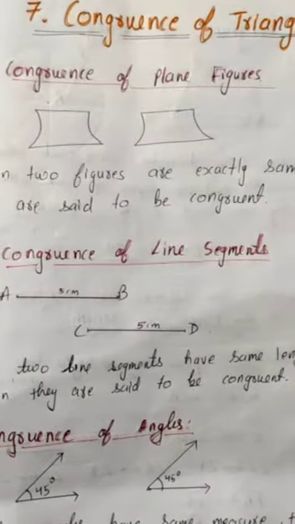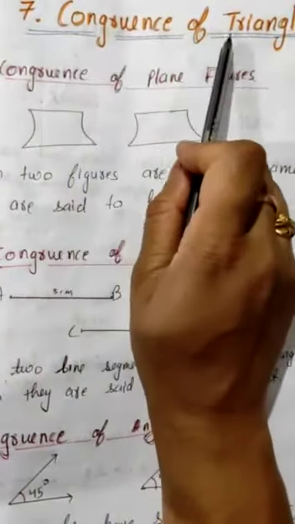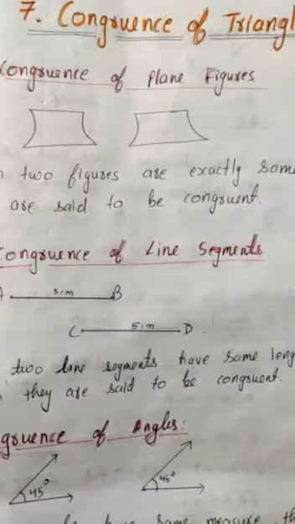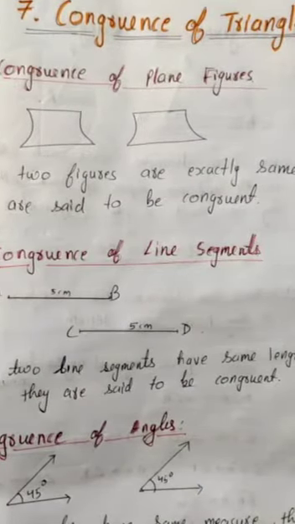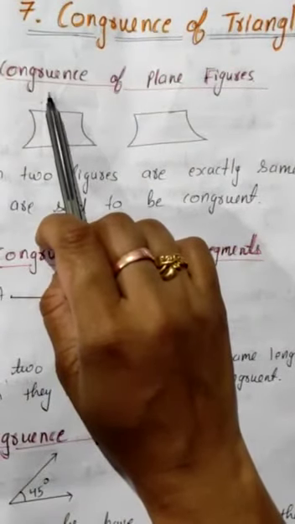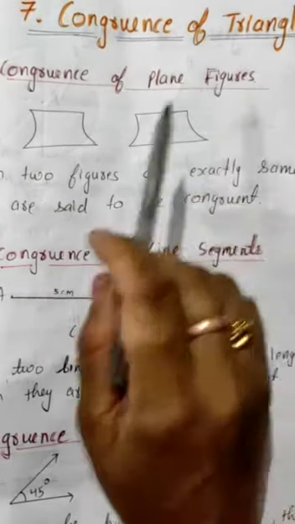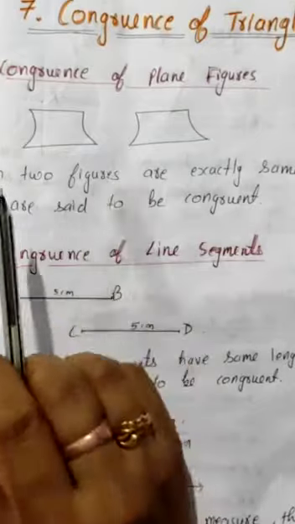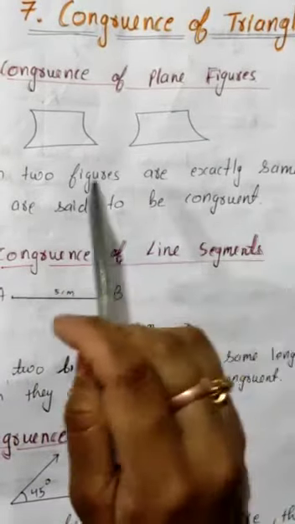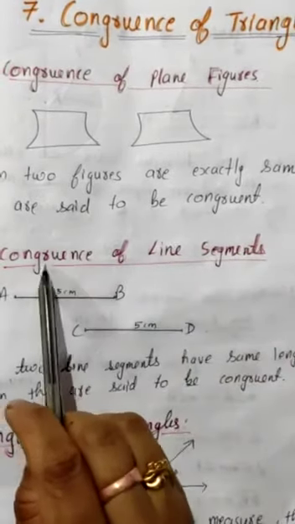So today we are going to start the new chapter, the 7th chapter, which is congruence of triangles. As we have already discussed in our online class, what do you mean by a congruence? First of all, we will just see, this is just revision, whatever I have explained there. Congruence of plane figures. Any two figures, you can call them congruent only when they are exactly the same. Okay, simple. Then congruence of line segments.